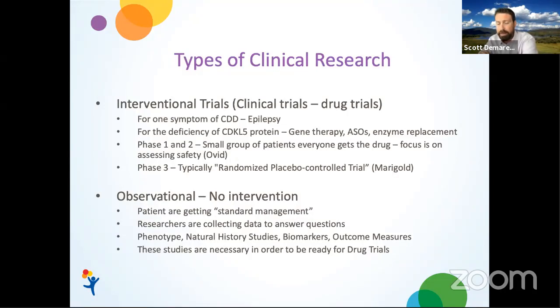We're just trying to capture, observe what is happening to patients and see how that changes over time so we can learn more about CDKL5 deficiency disorder. So some of the ways that that might happen would be patients getting standard treatment, researchers are collecting the data, and we want to answer certain questions about the phenotype. I'll explain what that word means, the natural history, biomarkers, and outcome measures. And I'm going to go through all of those things. And these studies really are necessary in order to be ready for drug trials, particularly when we're thinking about these drug trials that are maybe trying to fix the underlying condition in CDD.